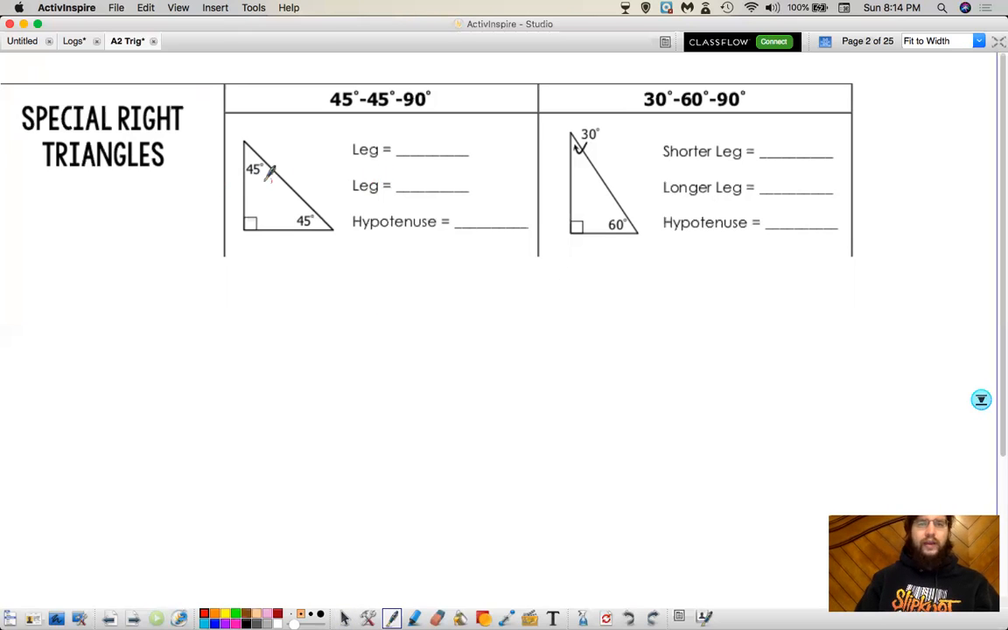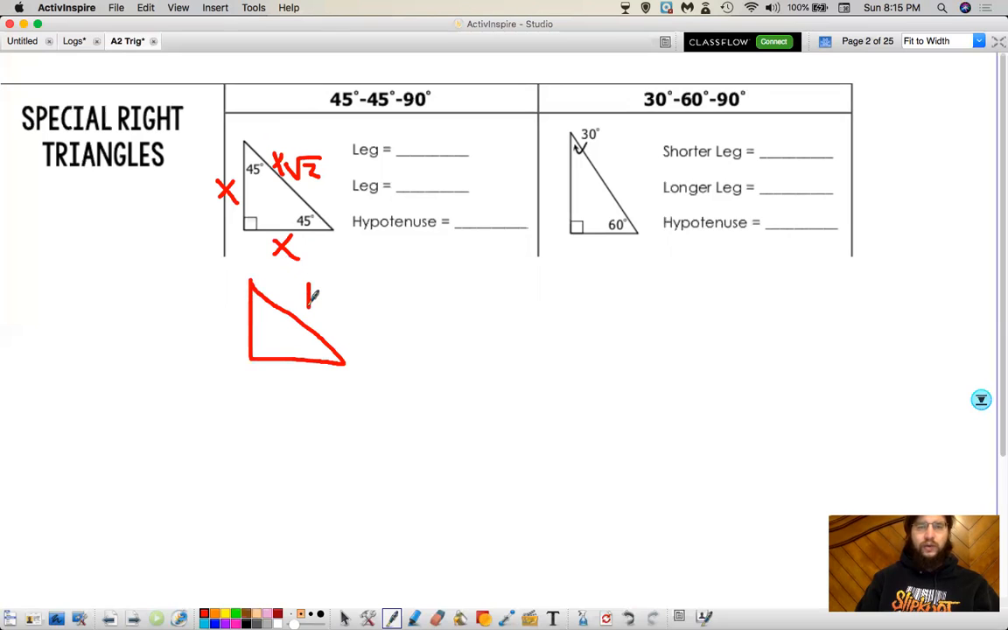So if we have a 45, 45, 90, that's an isosceles triangle. And the ratios are 1x, 1x, square root of 2x. So let's give an example. If across the 45 here was a 1, this would be 1, 1, square root of 2. However, to make our lives easier, we're going to let the hypotenuse be 1. Let's see what happens.